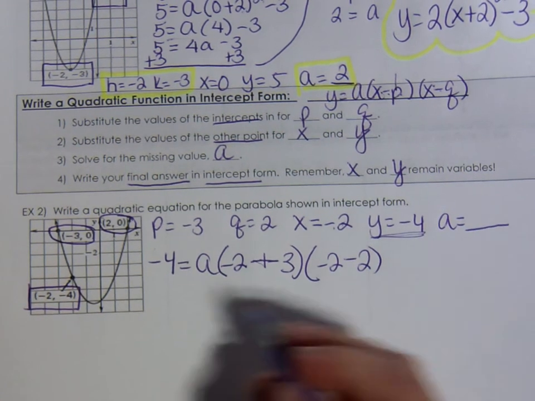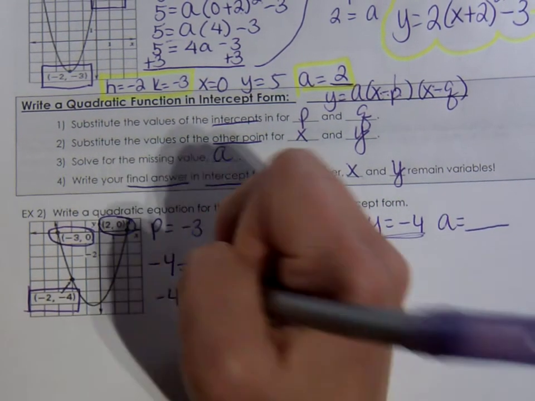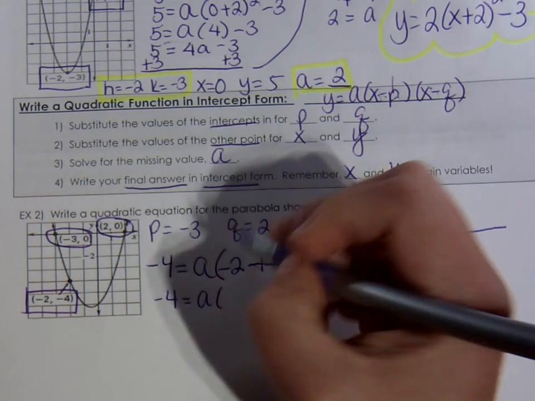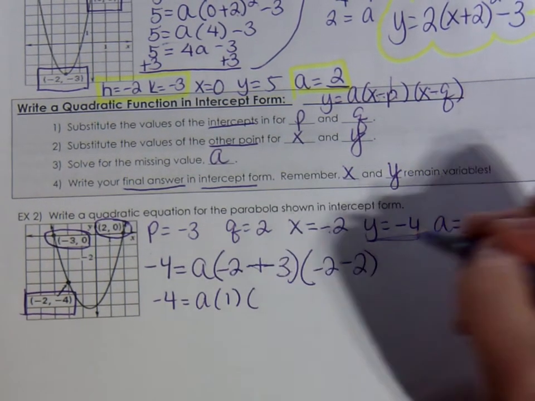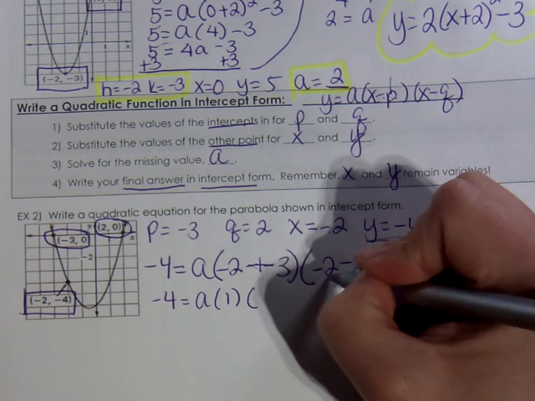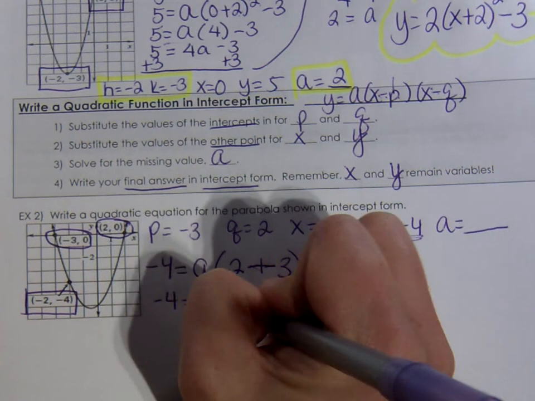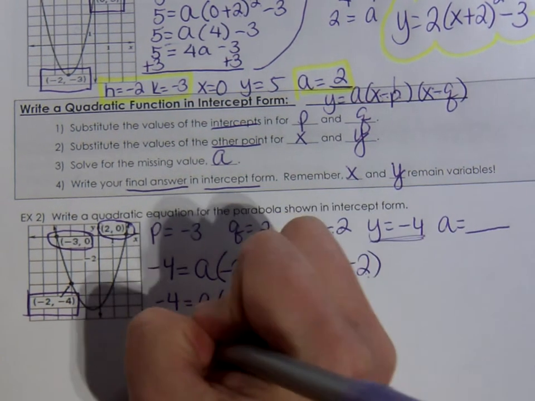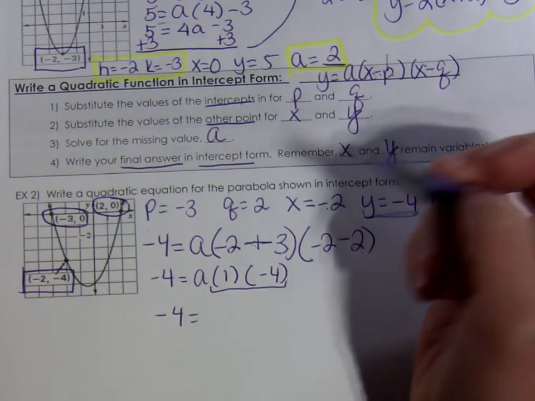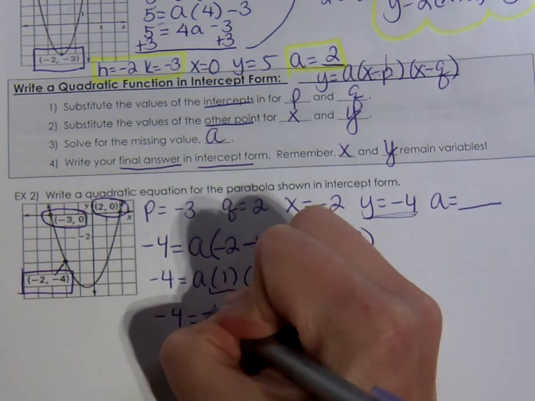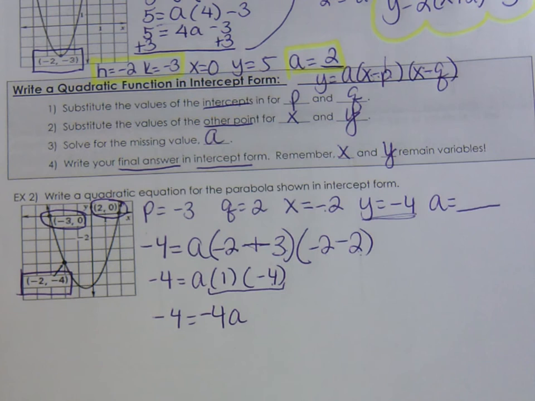All right, let's go ahead and clean this up. So this is -4 equals a times -2 plus 3 is 1 times -2 times -2 minus 2 is -4. I'm going to clean up my parentheses and rewrite this problem in a way that I'm more familiar with. 1 times -4 is -4, so I'm going to rewrite this as -4a.